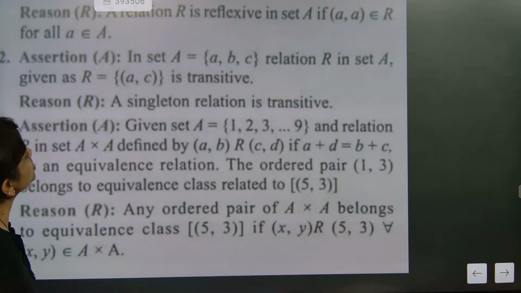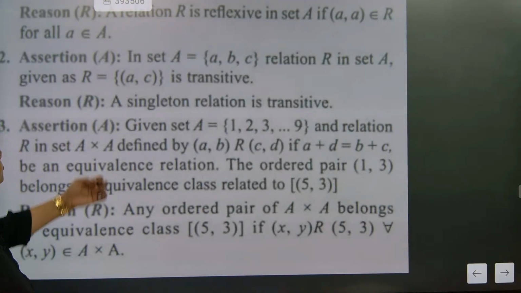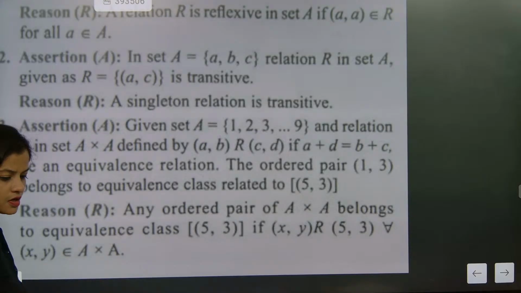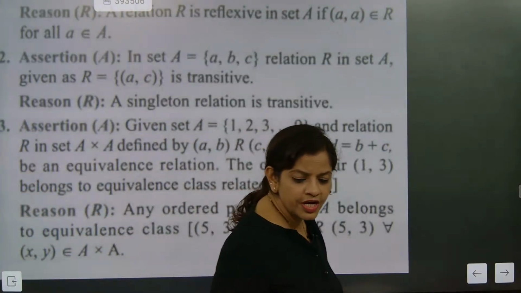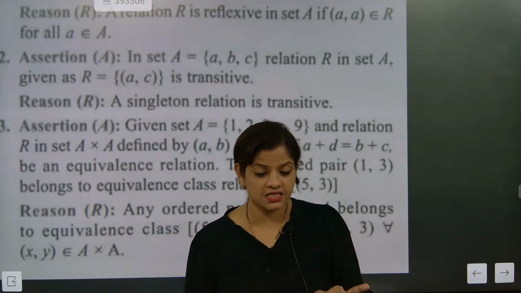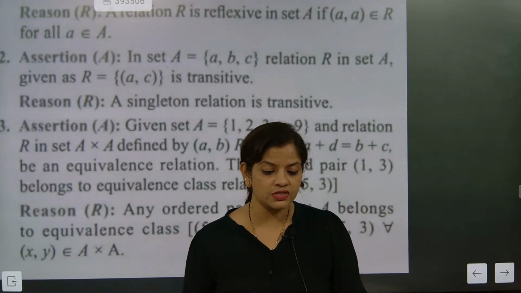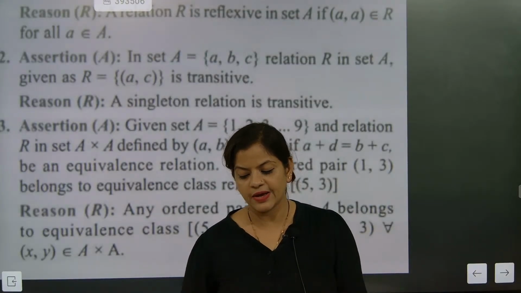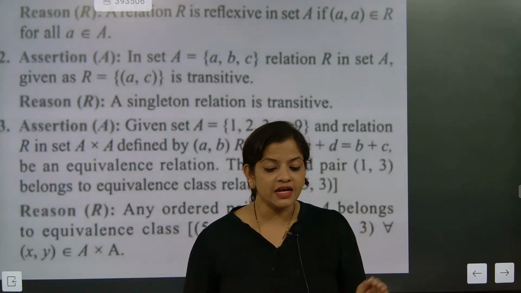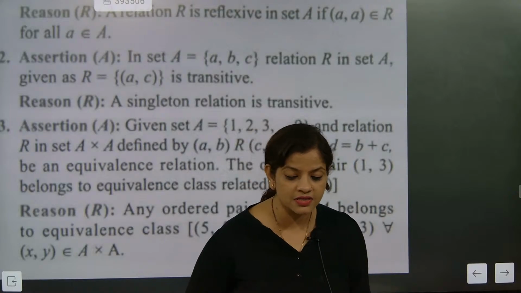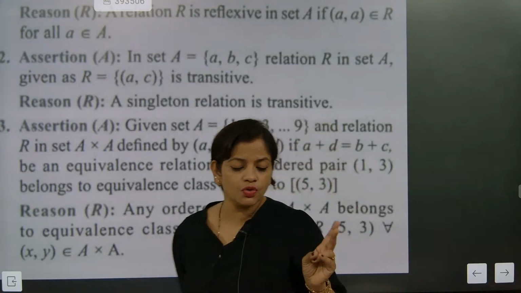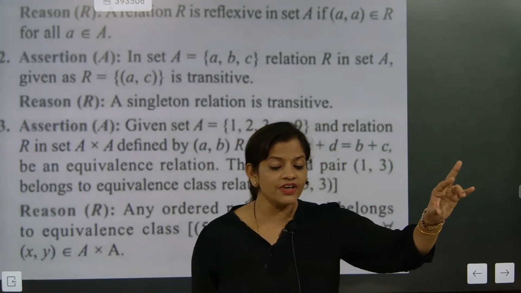What is the question here? Assertion: in a set A = {a, b, c}, a relation R given as this is transitive. A singleton relation is transitive. Is this a true statement? The answer is yes. These are some peculiar questions I have picked for all of you so that you will not have a problem when you are writing the examination. A singleton relation is always transitive. Set elements which do not relate with each other will always be transitive.